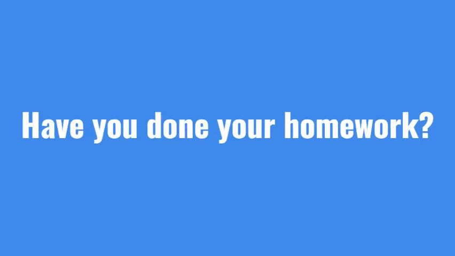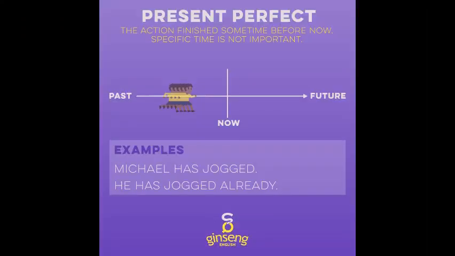For example, she has eaten the pie all by herself. We can see the focus is on the result of the action. And we can say the pie is now finished by her. Have you done your homework? Here the answer can be yes or no. Those are examples about the present perfect.